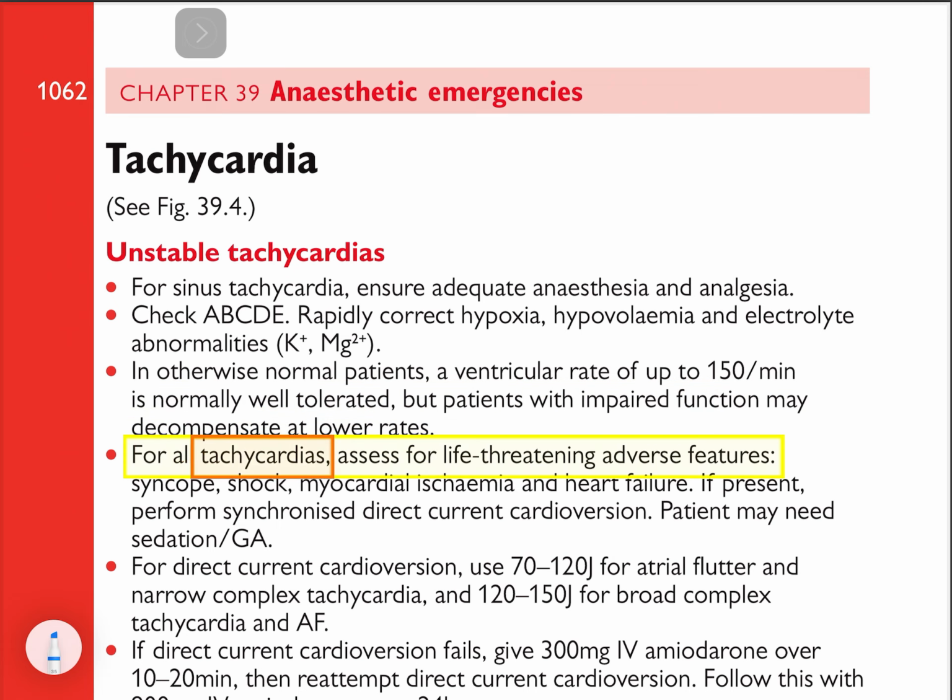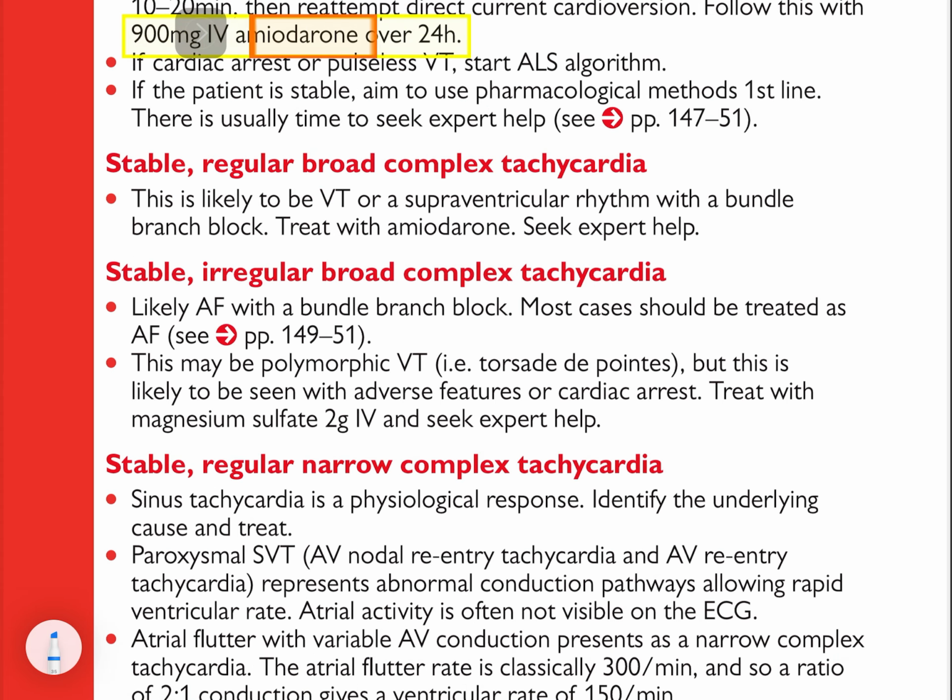For all tachycardias, assess for life-threatening adverse features: syncope, shock, myocardial ischemia and heart failure. If present, perform synchronized direct current cardioversion. Patient may need sedation or GA. For direct current cardioversion, use 70-120 J for atrial flutter and narrow complex tachycardia, and 120-150 J for broad complex tachycardia and AF. If direct current cardioversion fails, give 300 mg IV amiodarone over 10-20 minutes, then reattempt direct current cardioversion. Follow this with 900 mg IV amiodarone over 24 hours.